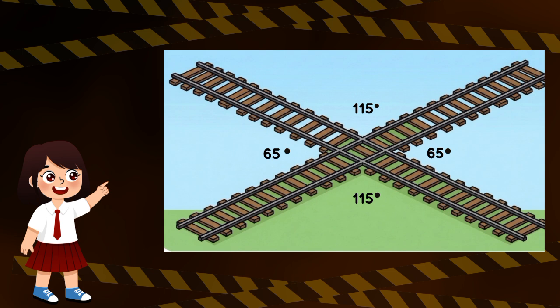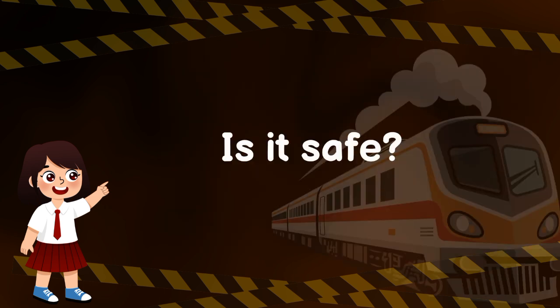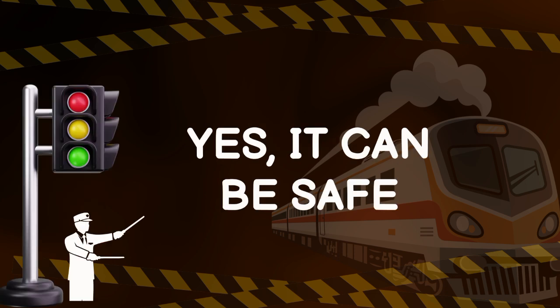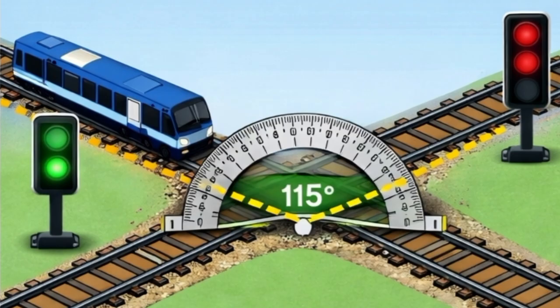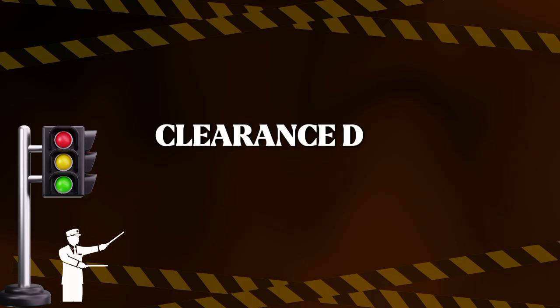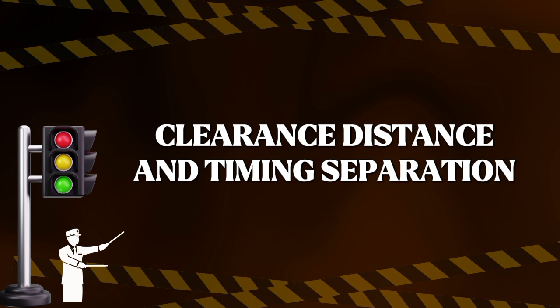Now the question is, is it safe to have these kinds of railway tracks? Yes, it can be safe if the intersection is controlled by signals and the trains don't cross simultaneously. However, an obtuse angle means that the train spends more time in the crossing zone. The wider the angle, the greater the overlap zone. This is why engineers must ensure enough clearance distance and timing separation to avoid collision.